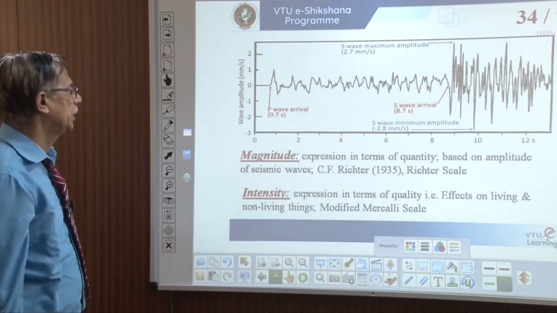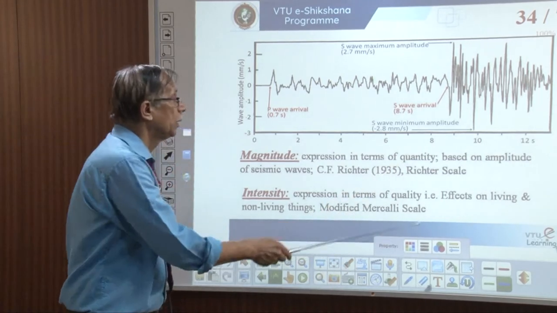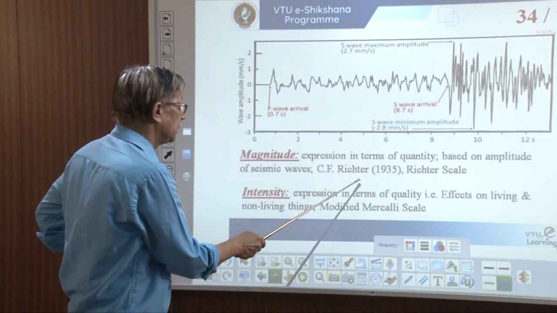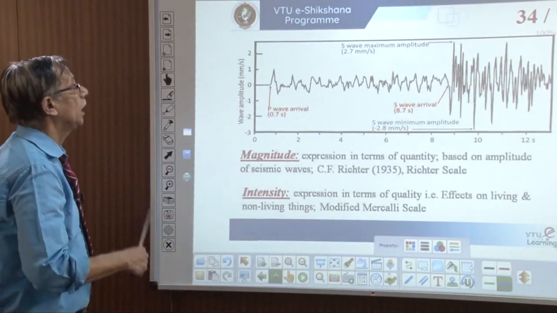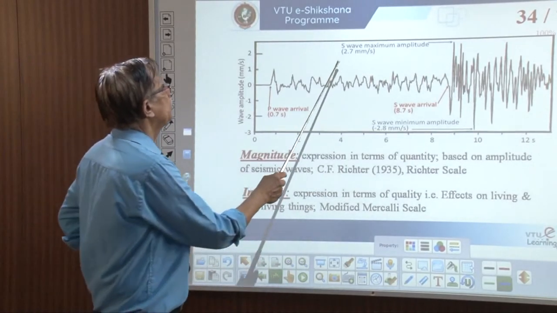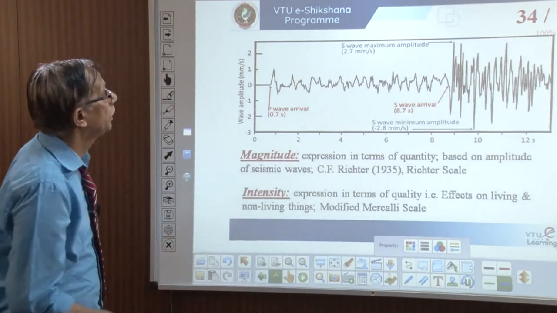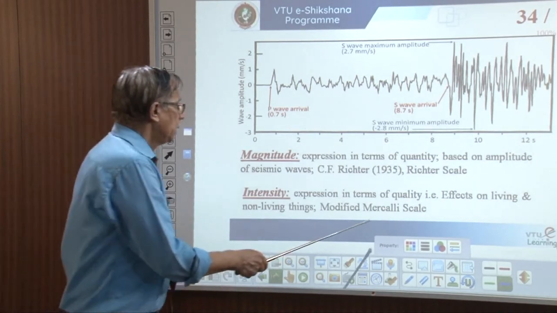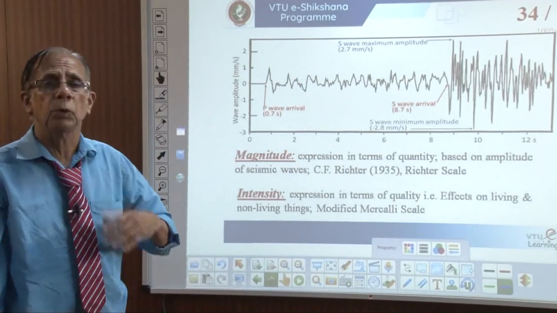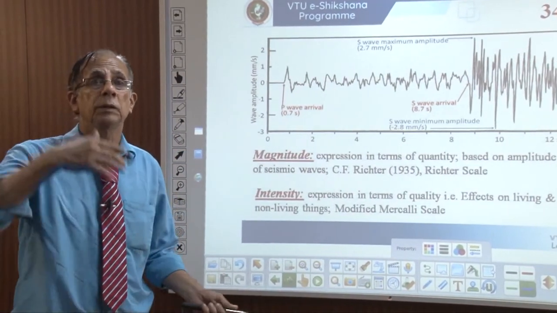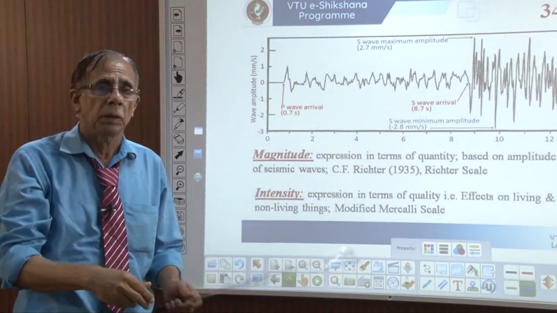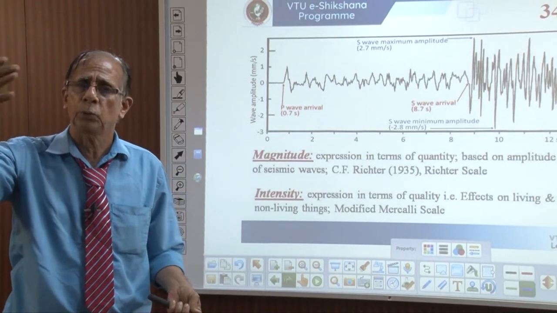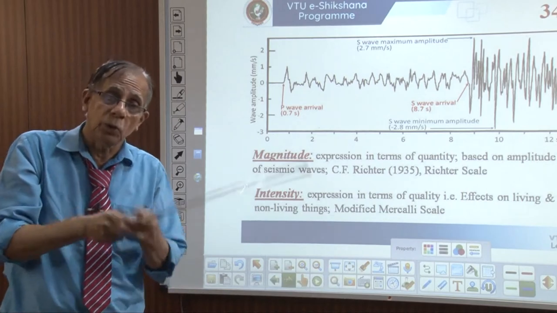So, the magnitude of the earthquake is a quantity based on the amplitude of seismic waves. The scientist Richter proposed this scale. It is also called the Richter scale, based on the vibration of the ground in millimeter per second. Based on that vibration, the intensity of the earthquake is expressed. It is also expressed in terms of quality. Quality means the disturbances: a building collapses, or a material just vibrates. These are all relative, so it is based on quality. Of course, quality can be correlated with the intensity.